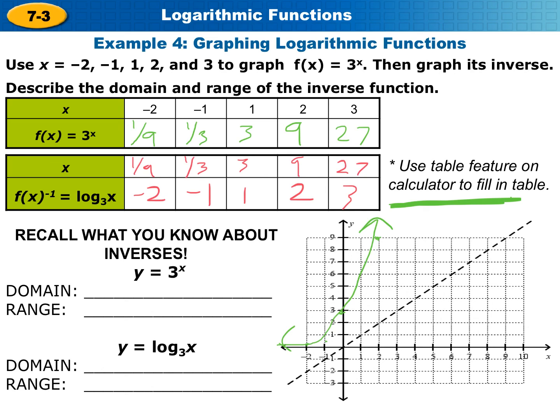This last point won't fit on the graph, so I'm not going to graph that one. But when x is 9, y is 2. When x is 3, y is 1. Then when x is 1/3, it's negative 1. And when it's 1/9, it's negative 2. So it's going to go about like that right there. You can see those do look like inverses.